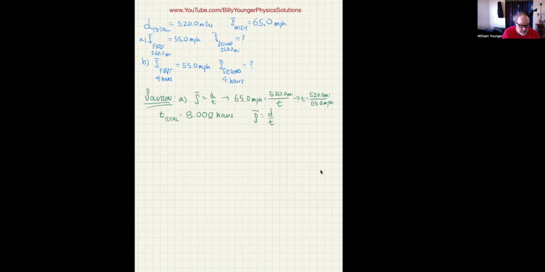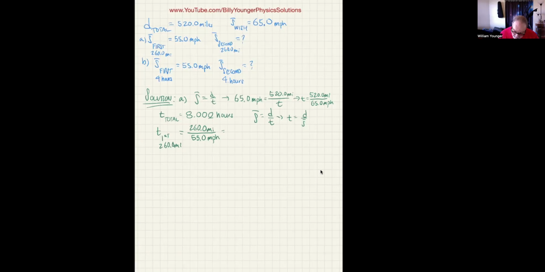In this case, what I want to know is how long. So I'm going to solve for t, and what I'll see is t is actually equal to distance divided by the average velocity. So the time taken for the first 260.0 miles is going to be equal to 260.0 miles divided by my average speed, which was 55.0 mph. Again, that's miles per hour. So when I divide miles by miles per hour, that becomes miles times hours per mile. So I get hours again.